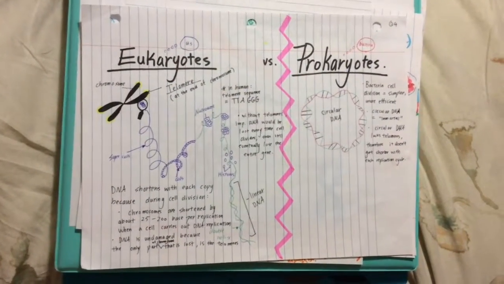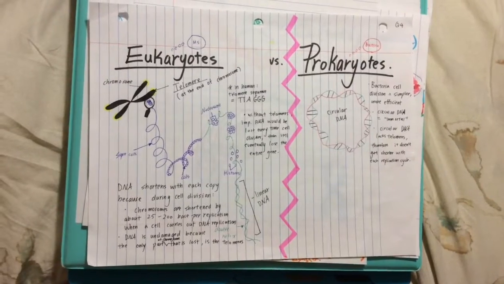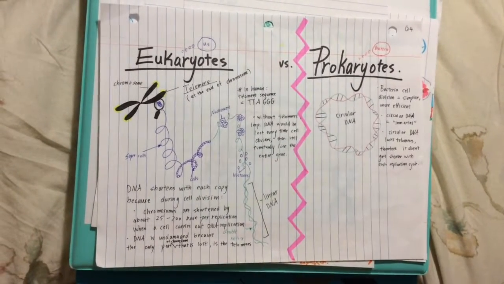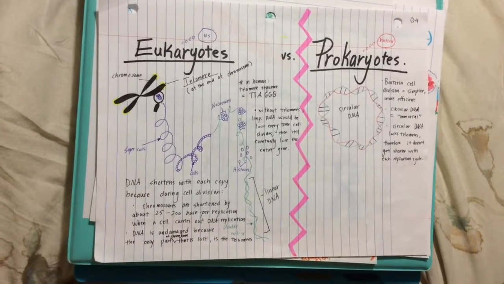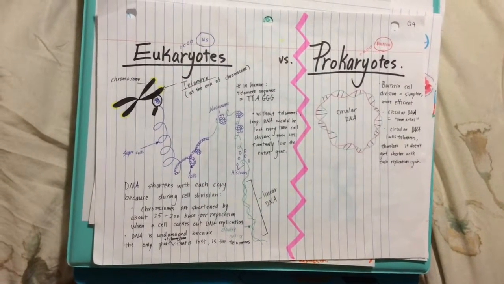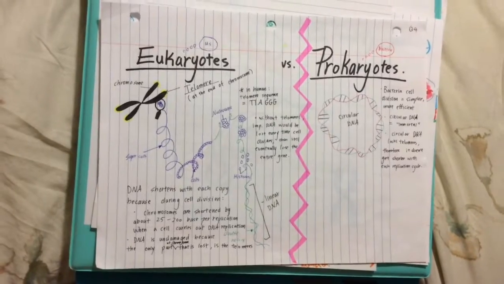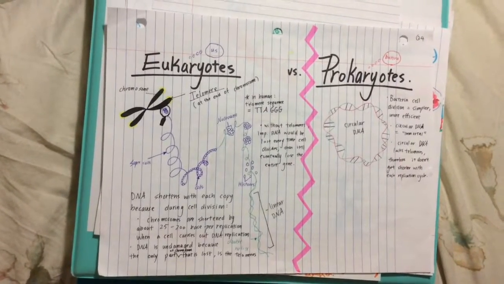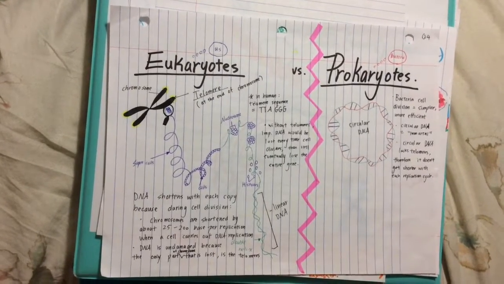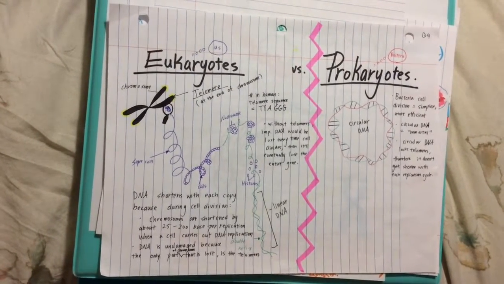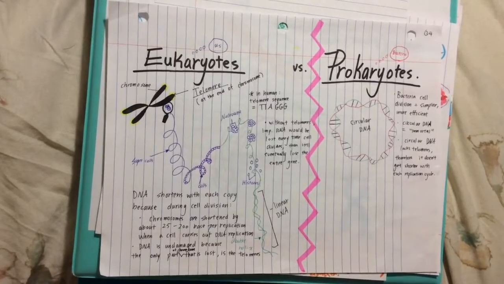So why does DNA shorten with each copy? In eukaryotes, we have linear DNA. DNA shortens with each copy because during cell division, the chromosomes are shortened by about 25 to 200 base pairs per replication. While the cell carries out DNA replication, the DNA is undamaged because the only part of the chromosome that is lost is the telomeres.